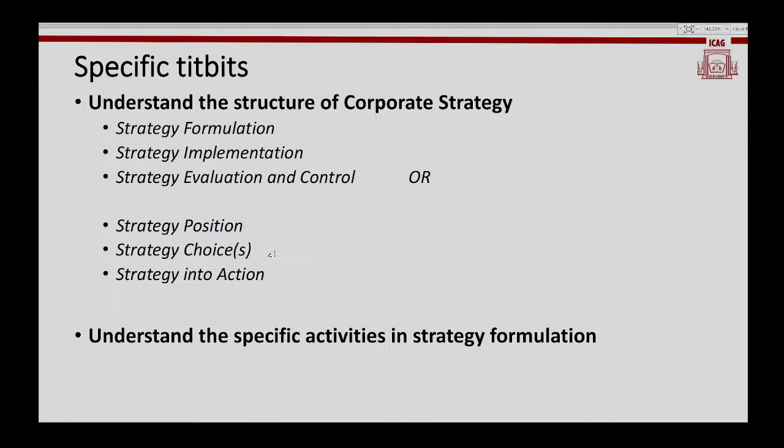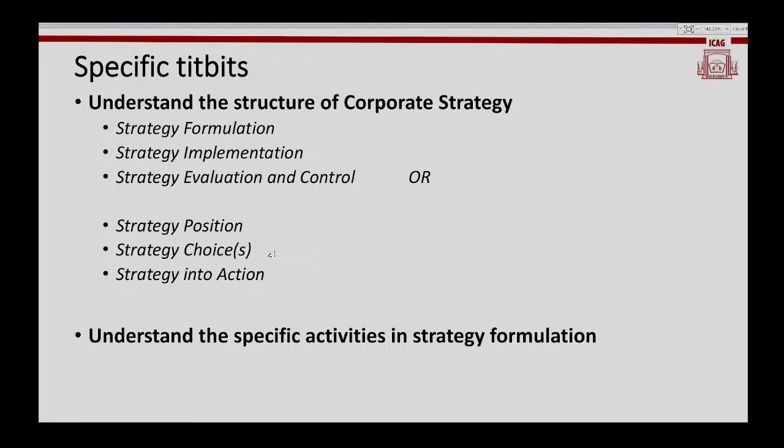When we look at it from the point of Johnson, Scholes and Whittington, we can see it as strategic position or strategic analysis, strategic choice or simply strategic options and choice, and strategy into action. We need to understand each of these levels, which is the position, also known as strategic formulation, strategic choices, and strategy into action. The first part that we've seen, which is strategy formulation, implementation, evaluation, and control, is the American model. The American variant looks at it like that.